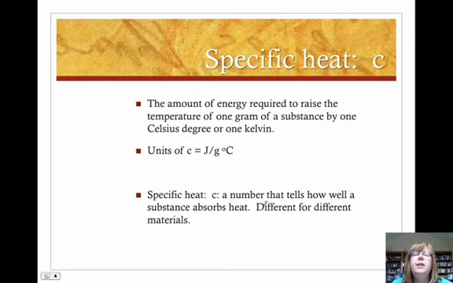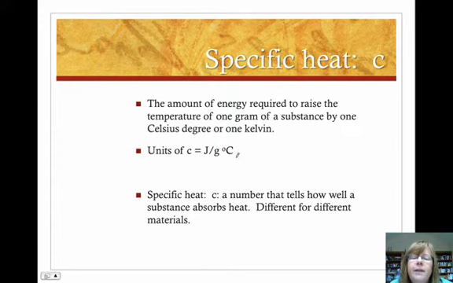All right, so what is this c? What is this specific heat? Well, the definition is the amount of energy required to raise the temperature of 1 gram of the substance by 1 degree Celsius or 1 Kelvin. The units are joules, the amount of energy, required to raise the temperature of 1 gram of a substance by 1 degree Celsius or 1 Kelvin.